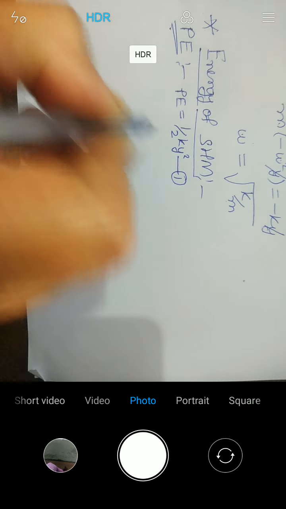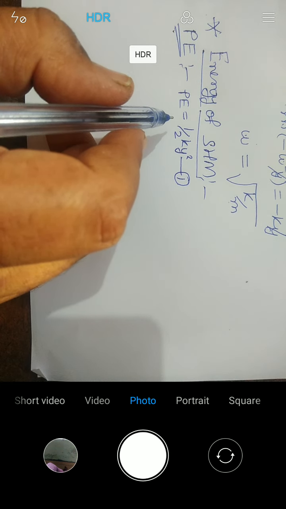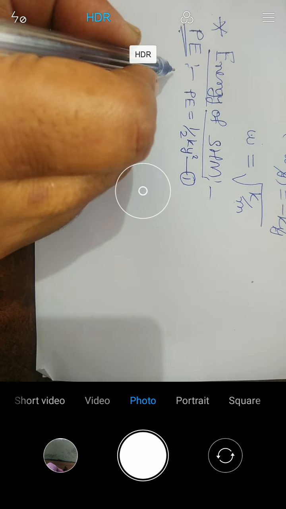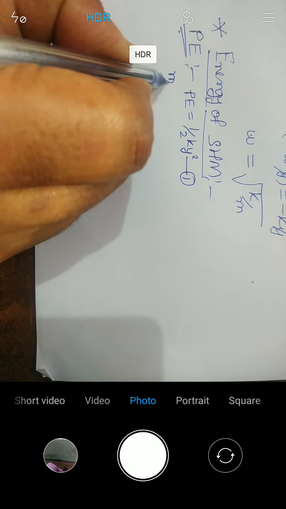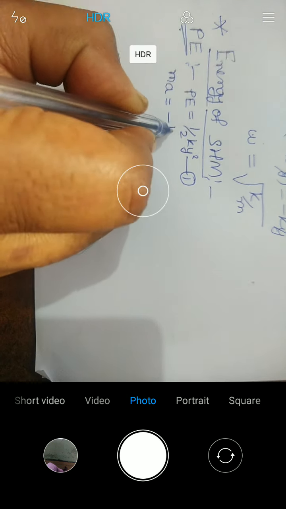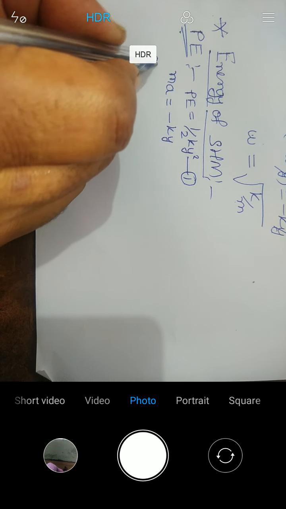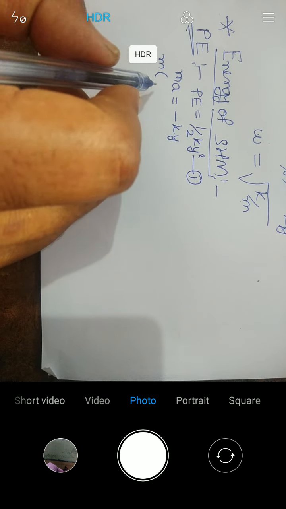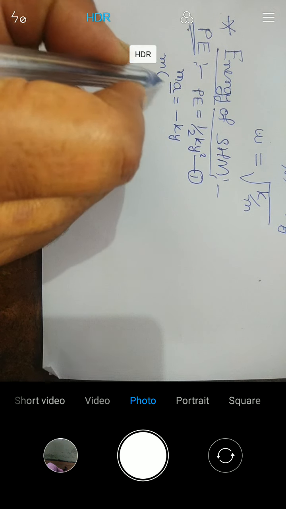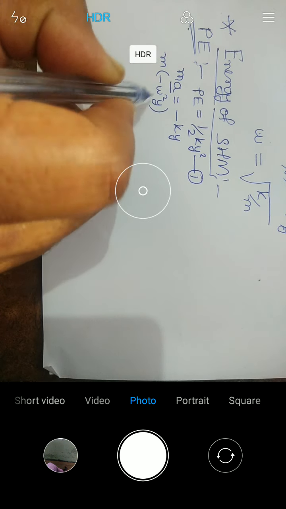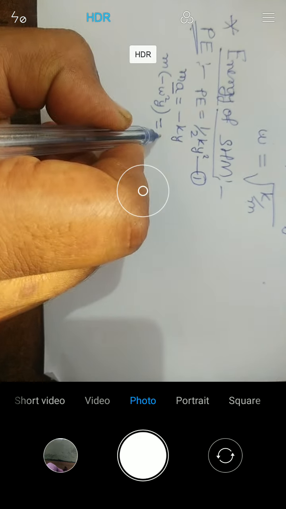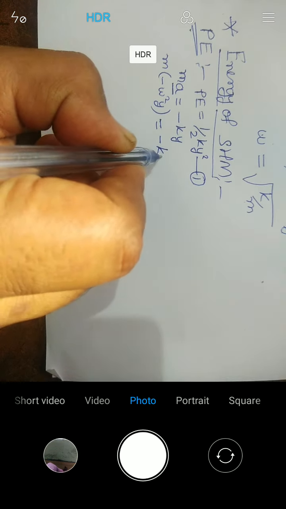Suppose this is equation number 1, where k is a force constant. The force accelerating a particle is equal to the restoring force. Then force is ma, that is equal to minus ky. According to the expression for acceleration, a is equal to minus omega square y. This is derived in a previous video also. That is minus ky.